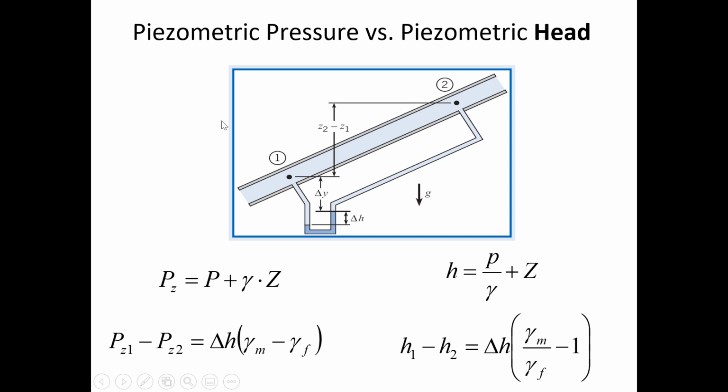Piezometric pressure is what we've just calculated here, where it's pressure plus gamma z. Sometimes later in the semester you'll see the book referring to piezometric head. And piezometric head is just where you divide each term by gamma. And so instead of being units of pascals, piezometric head has units of length, like meters. And so each term is just divided by gamma. So I wanted to put this slide in here for reference later when we do some calculations related to piezometric head.